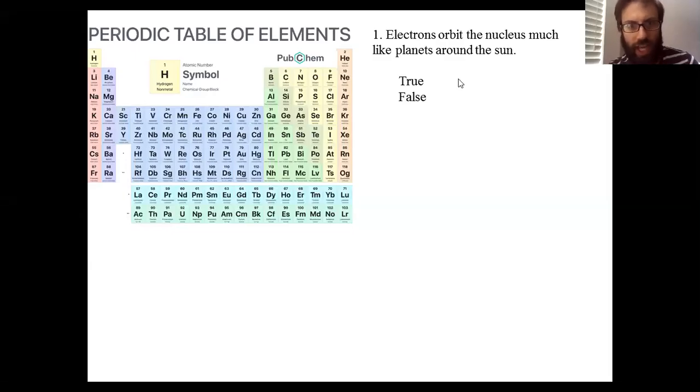Okay, so this is exam review for exam 3. This is the answer key. So number 1, starting off with the true and false questions.